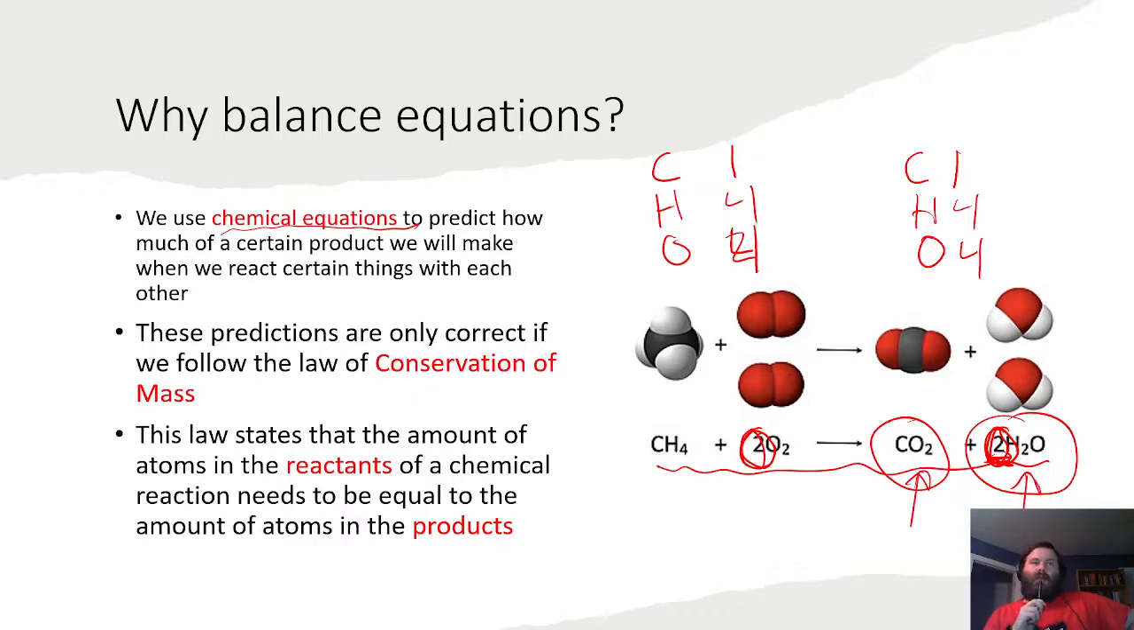But we also use it to know how much of each product is going to be made if we start with a certain amount of reactants. We're not going to get into predicting that number, but know that predictions about how much of each reactant we need and how much of each product we're going to get only work if the equation is balanced, aka it follows the law of conservation of mass, which states that, like I said before, the number of atoms in the reactants and the products needs to be the same for each type of atom. So this is why balancing is important.